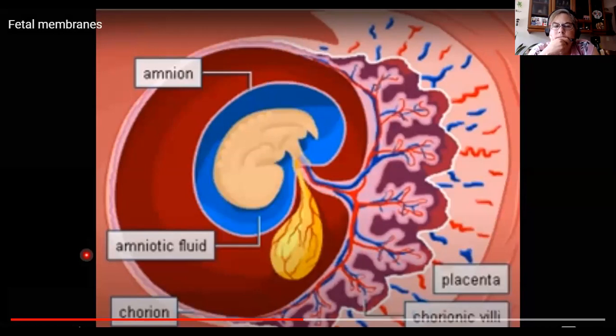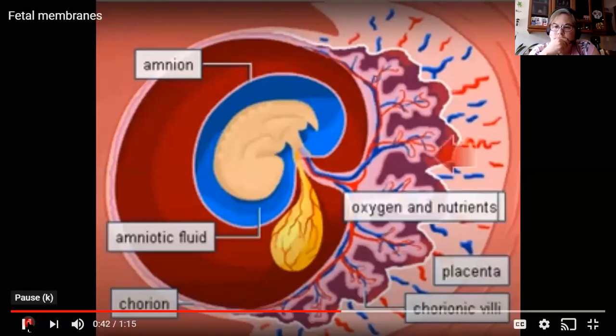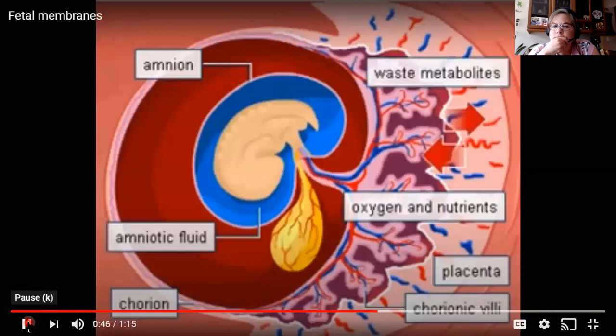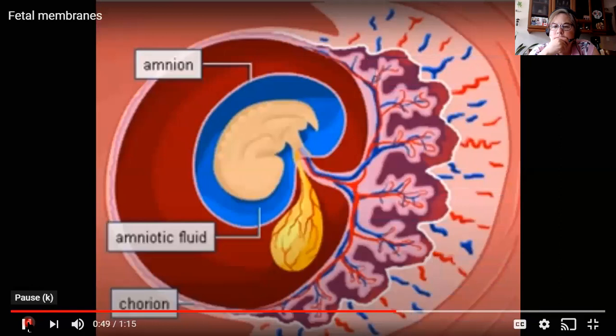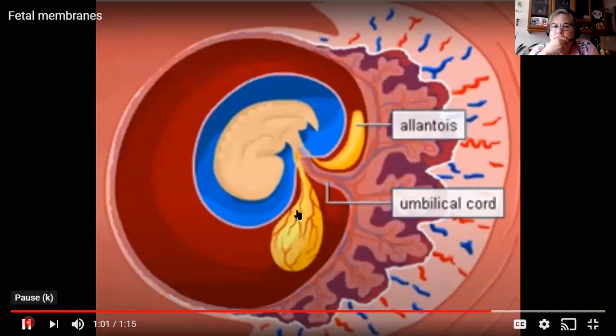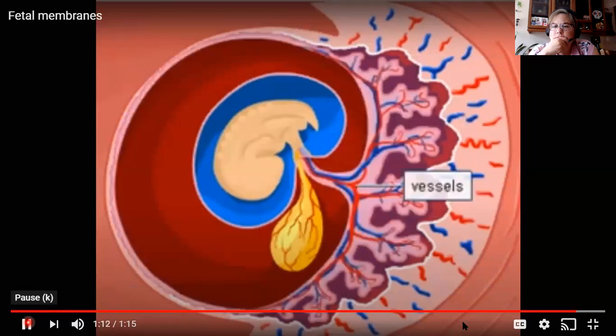The function of the placenta is to obtain oxygen and nutrients from the mother and to eliminate waste metabolites from the embryo. The developing embryo is connected to the placenta by means of the umbilical cord, which contains blood vessels. The third fetal membrane is the allantois. This is an outgrowth of the embryonic alimentary canal and is poorly developed in human beings. The allantois fuses with the chorion, and its blood vessels help to form the umbilical arteries and vein.